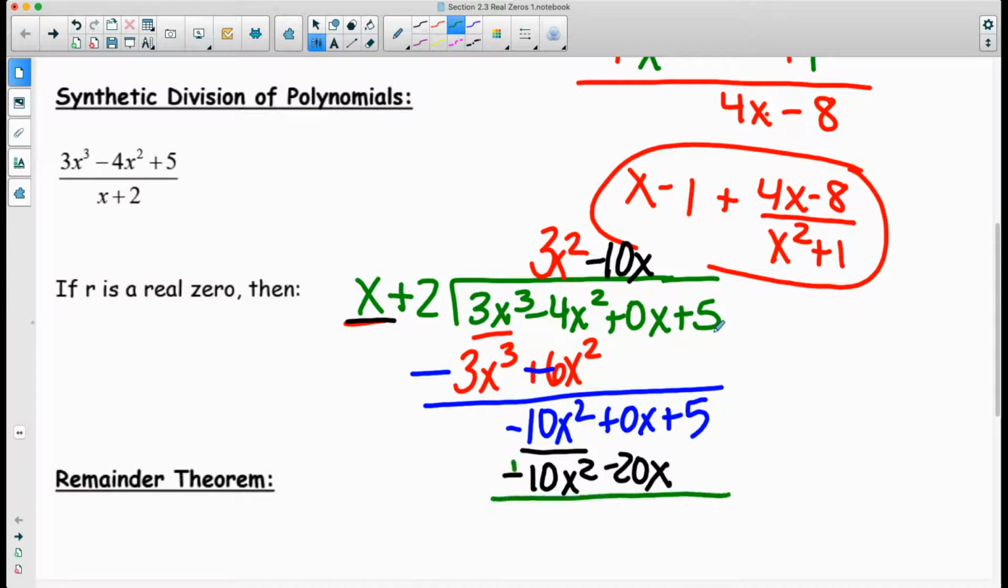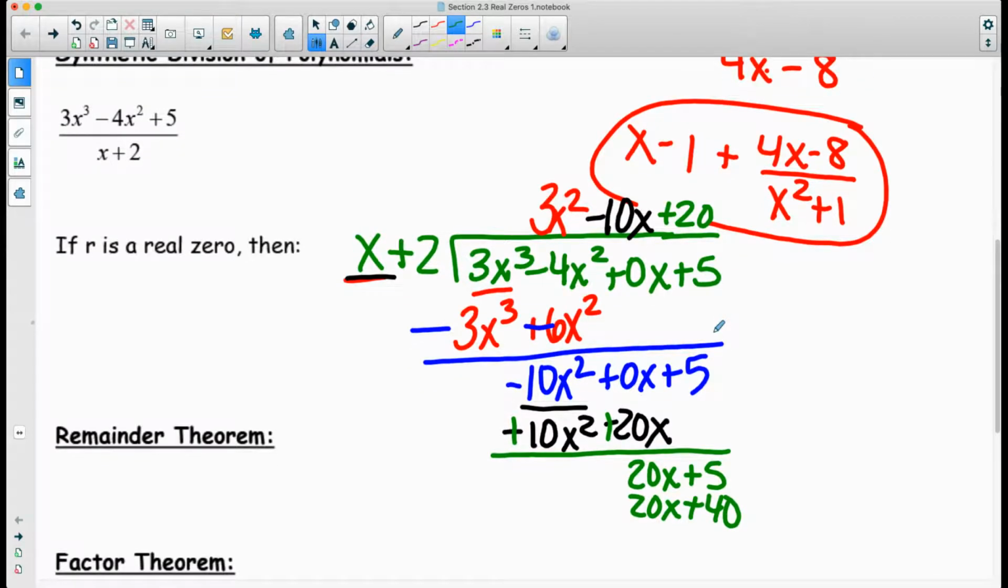Draw my line, change my signs. I get 20x plus 5. And what times x gets me 20x? 20. So I get 20x, and 20 times 2 gets me 40. And one last time, I will draw my line, change my signs, and I get negative 35.